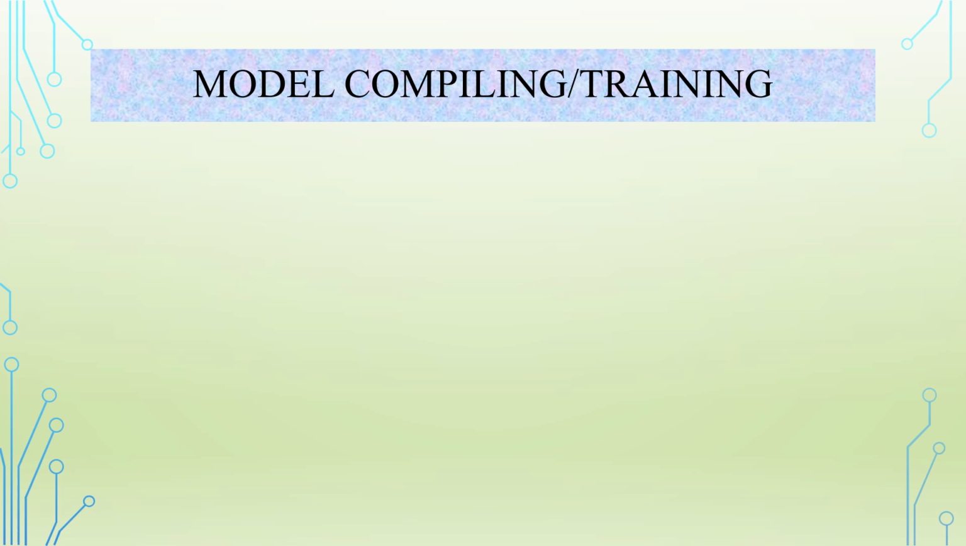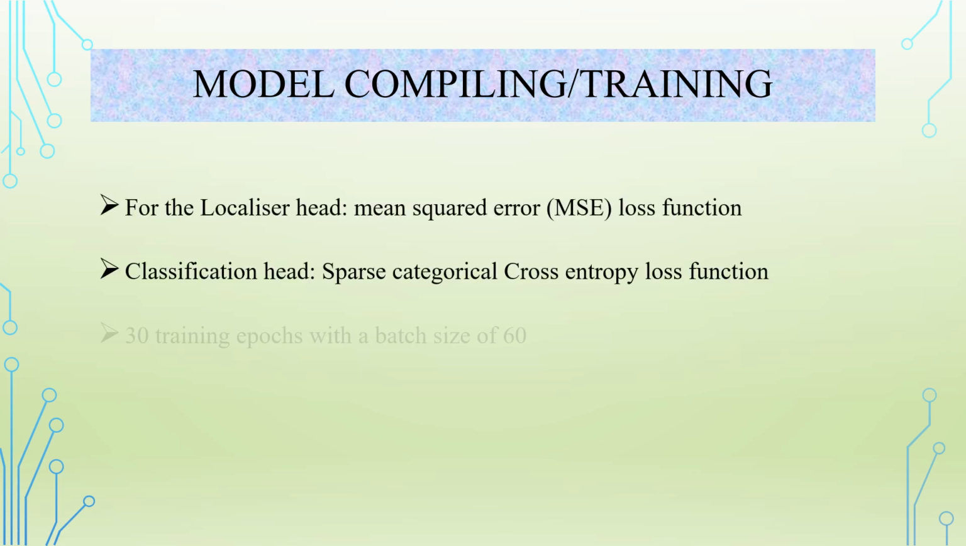Now for the model compiling and training, the two branches designed for the output have their own designated function. The first being for classification of the plant classes, and the second being for bounding box predictions. Appropriate loss function was set up for each function by using the following. Number 1, for the localizer head, mean squared error loss function was used, and for the classification head, sparse categorical cross entropy loss function was used.